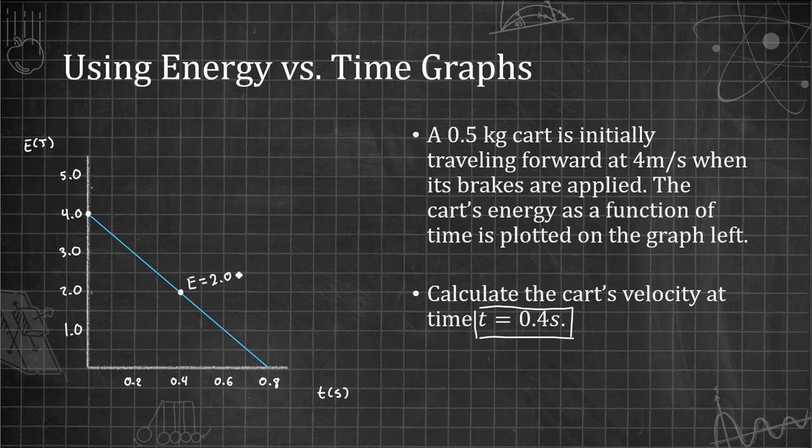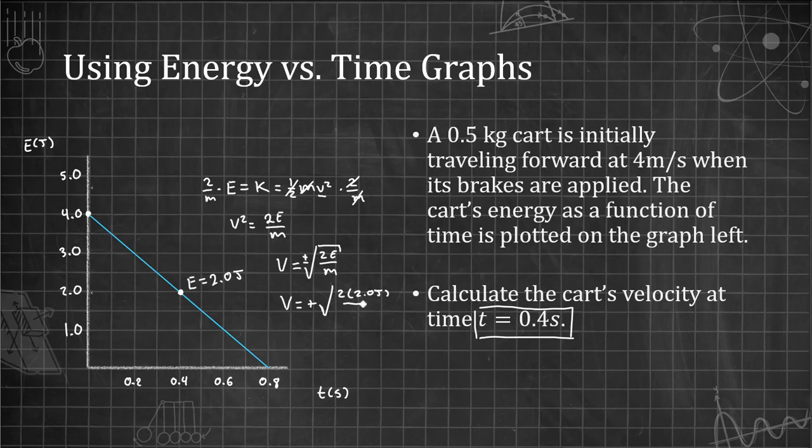So we know at this point in time on the graph, the cart has an energy of 2 joules. So what we want to do is set that energy equal to the kinetic energy equation. That's going to allow us to solve for the velocity of the cart at that point in time. So taking this equation and rearranging for the speed of the cart, we'll get that the speed of the cart at that time is going to be equal to the square root of 2 times the energy at that time divided by the mass. Plugging in the numbers, we're going to get that the velocity is going to be the square root of 8 meters per second, and then that equals 2.83 meters per second.